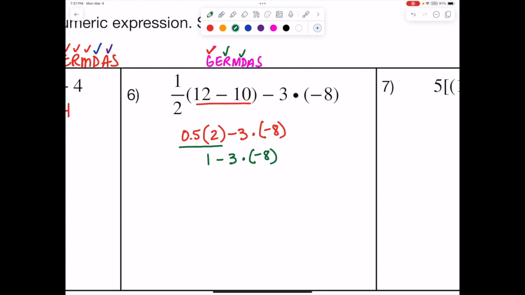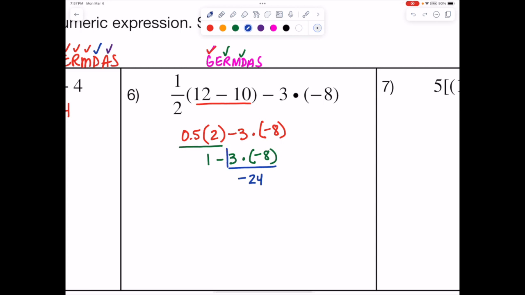Okay. All right, any other multiplication, division? Yep, right here. So you can see how slow you have to go and really talk yourself through this. 3 times 8 is a negative 24. Okay, or if you looked at it as a negative 3, it would be a positive 24. Okay, either way, it's going to be the same thing here.